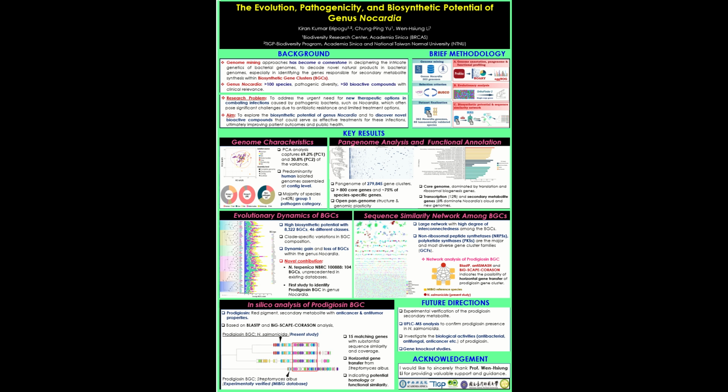And today I'm here to present my research topic, which is the evolution, pathogenicity, and biosynthetic potential of the genus Nocardia. Pathogenic bacteria are not just threats, but are also sources of valuable secondary metabolites. To unravel metabolic compounds and their associated biosynthetic gene clusters, also known as BGCs, requires comprehensive genome mining and comparative studies using multi-omic and bioinformatic tools and databases.